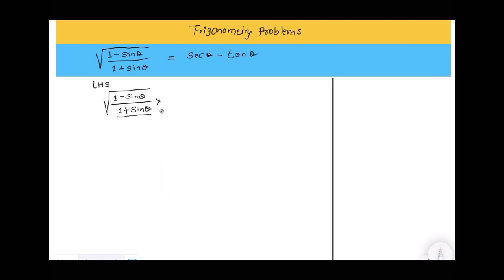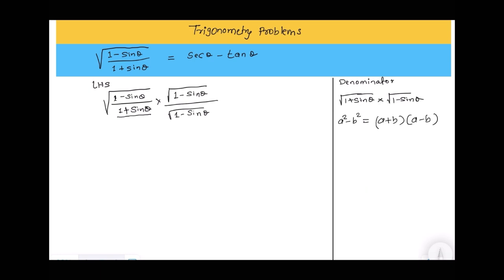Let's multiply both numerator and denominator by square root of 1 minus sine theta. Now, let's simplify denominator first. What is denominator? Square root of 1 plus sine theta into square root of 1 minus sine theta. We can apply a square minus b square, which is equal to a plus b into bracket a minus b. Here a as 1 and b as sine theta. What we will get?